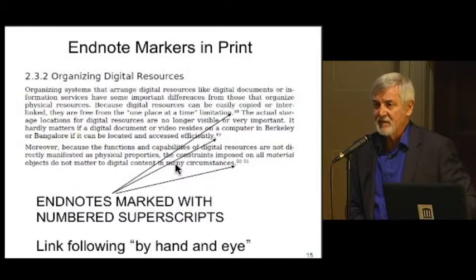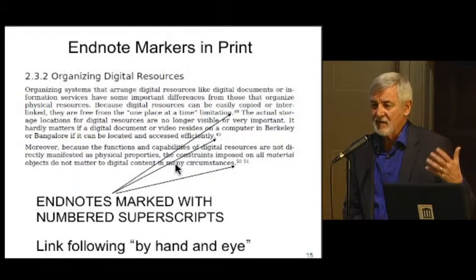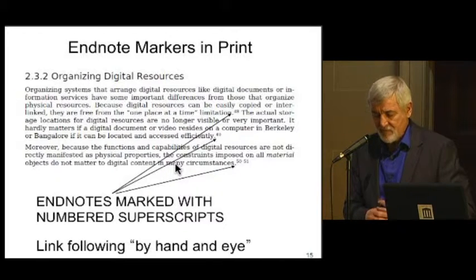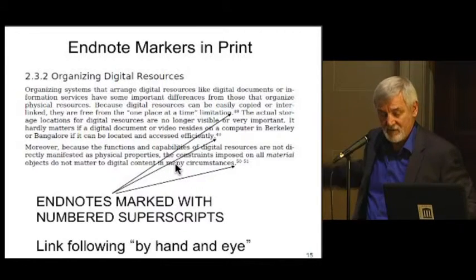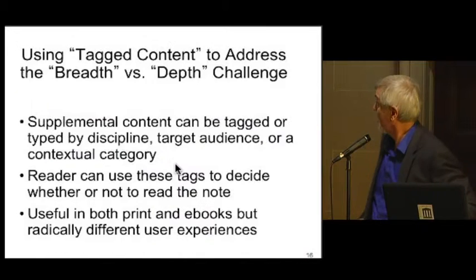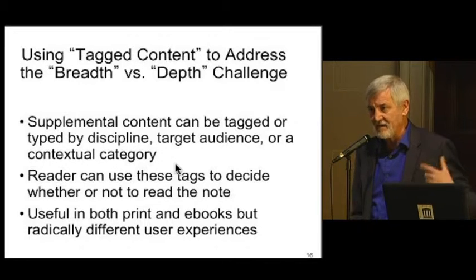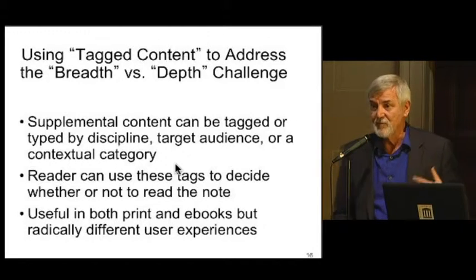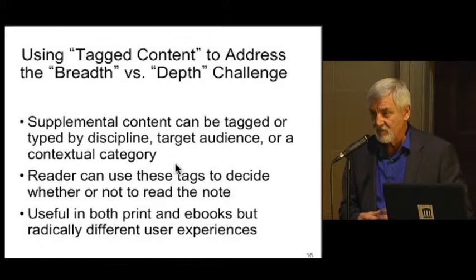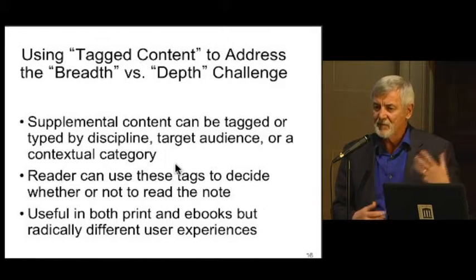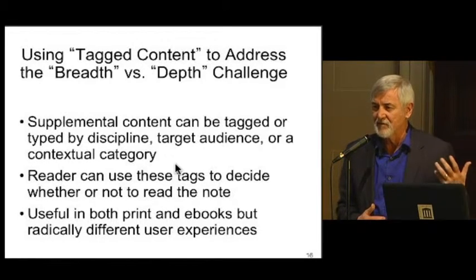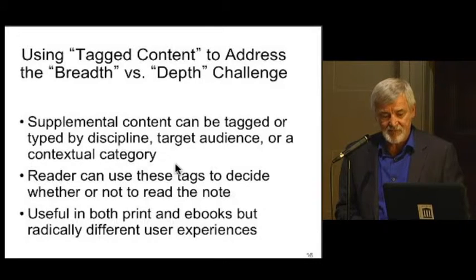Well, what we did was realize that as a way to handle this challenge for an ebook environment, I could tag these supplemental contents by discipline, target audience, and kinds of contextual categories, and then use those tags to guide the reader to make decisions about whether to read the note. Again, this is something we've done in print books a long time, but in ebooks it gives a radically different experience, I think one which is fundamentally better.